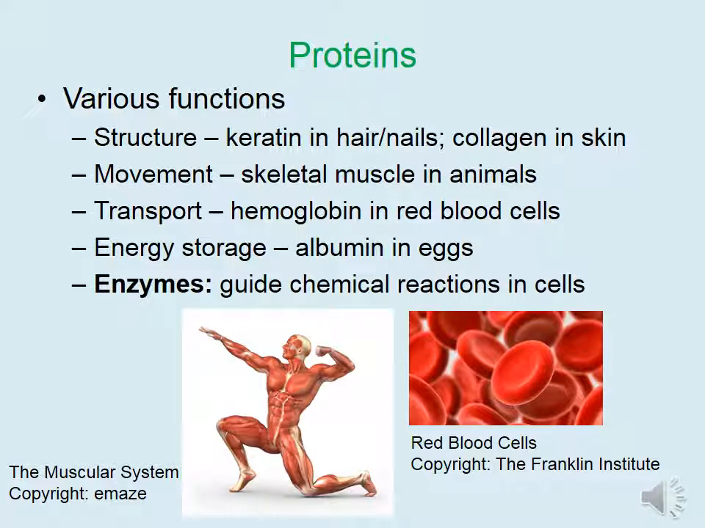The third type of organic molecule to discuss is proteins. Proteins have various functions in different organisms. For instance, they function in structure, such as the keratin found in hair and nails and the collagen found in skin. They function in movement, which includes skeletal muscle in animals. They also function in transport, which includes hemoglobin in red blood cells. Oxygen binds to this hemoglobin for transport through our bloodstream.